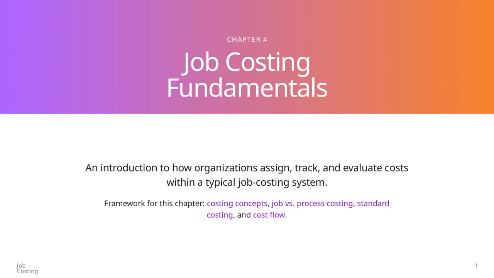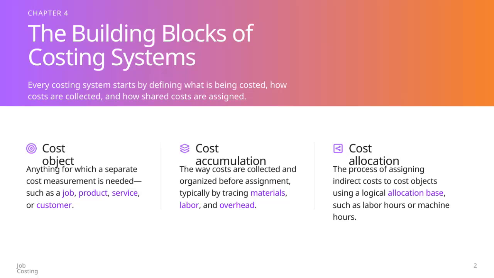Let's begin by defining what job costing is and why it's important. In this chapter, we focus on the fundamental components of costing systems. To begin, every costing system must clearly define what is being costed, how costs are collected, and how shared or indirect costs are assigned. The term cost object refers to anything for which we want to measure costs separately. This could be a specific job, a product, a service, or even a customer.